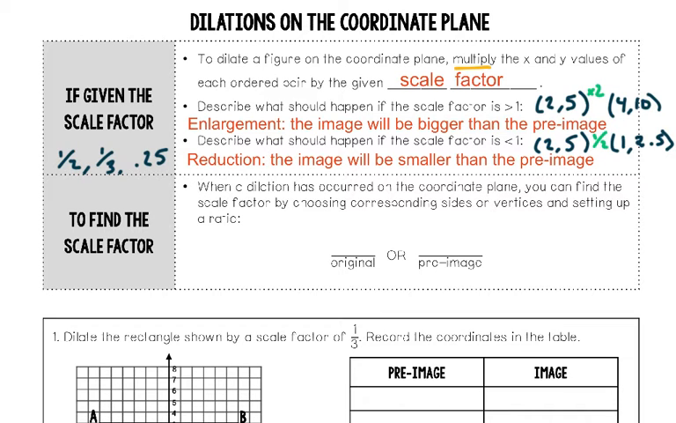However, you're not always given the scale factor. If a dilation has occurred on the coordinate plane, you can find the scale factor by choosing corresponding sides, which means matching sides, and then set up a ratio. You can set up your ratio new side over the original side, or you can think of that as the image over the pre-image. That ratio will give you the scale factor.